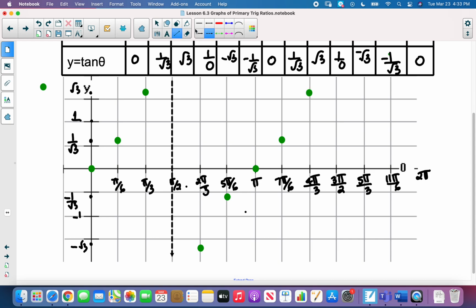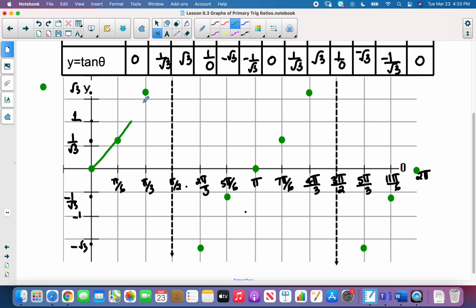And then again, we are undefined. So at this value, we're undefined. So we have an asymptote. Then we go back down to negative root 3, which is back here. Then negative 1 over root 3, which is back here. And then at 2 pi, it is 0. So like that. So if you take your pencil now and try to graph it, it looks like this.